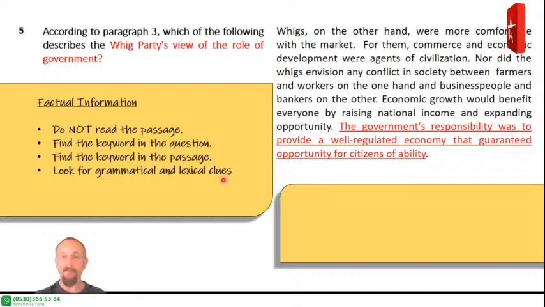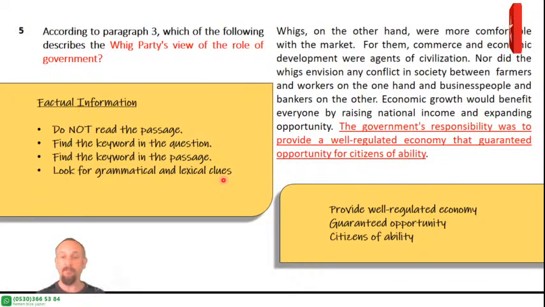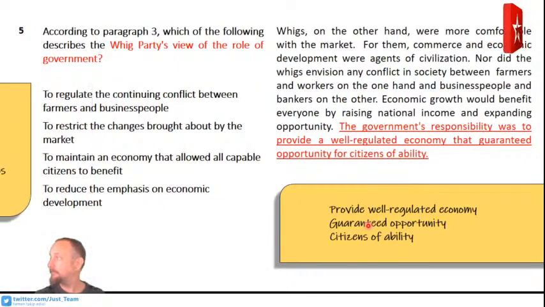The government's responsibility was to provide a well-regulated economy. Okay, that's one. And that guaranteed opportunity, that's important for who? For citizens of ability. There are our basic clues. The main idea of that sentence is this. We've broken the main idea down, and from that we've just taken a few key words, a basic summary of that sentence. So, of course, we now need to go back and eliminate options. So let's get rid of that.